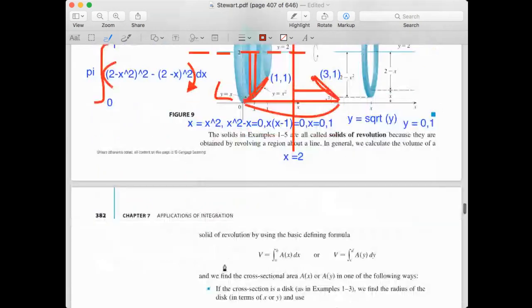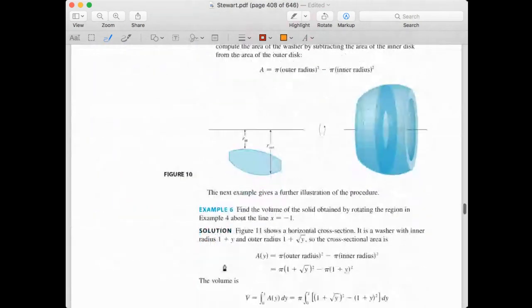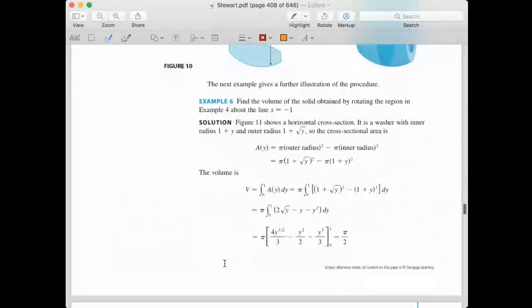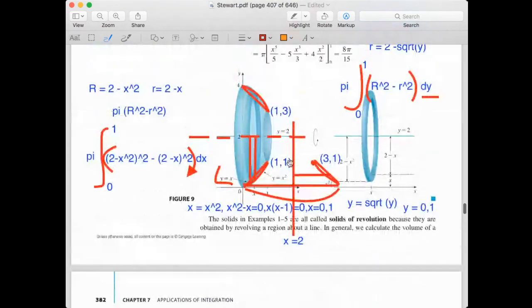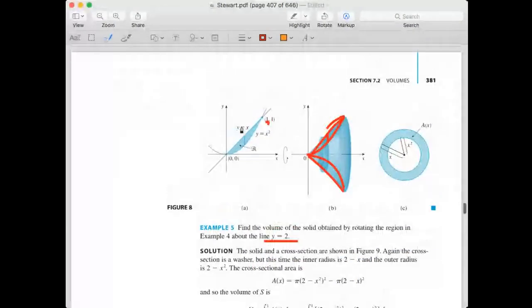Okay, let's see more examples. Let's see this example. Find the volume of a solid obtained by rotating the region in example 4 about x equals -1. I talk about x equals 1 here, x equals 2. Now it's saying rotate this piece, or let's use a clear picture here. Rotate this piece over x equals -1. Well, where is x equals -1? So this point is x equals 1.